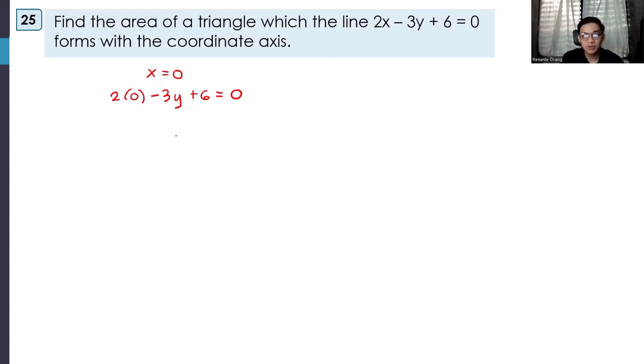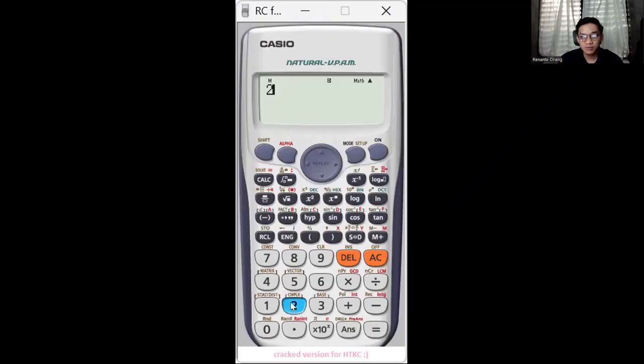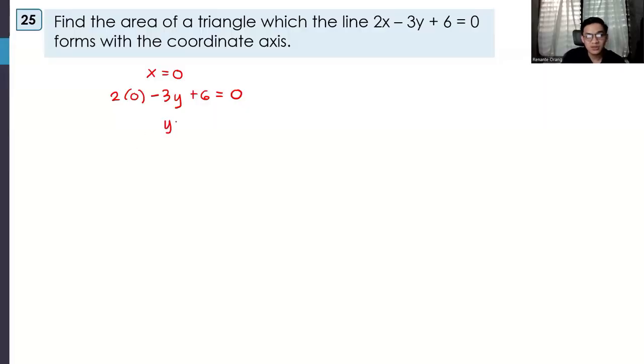Compute natin. We will be using our calculator. We have 2 times 0 minus 3y plus 6 is equivalent to 0. So, yung y, pinalitan ko muna ng x para ma-shift solve natin. Shift solve, and the answer is 2. Sulat natin, y is equivalent to 2. Next, y is equivalent to 0 para makuha natin yung x-intercept. Magiging 2x minus 3 times 0 plus 6 is equivalent to 0.